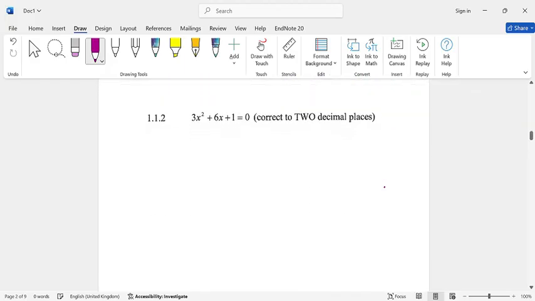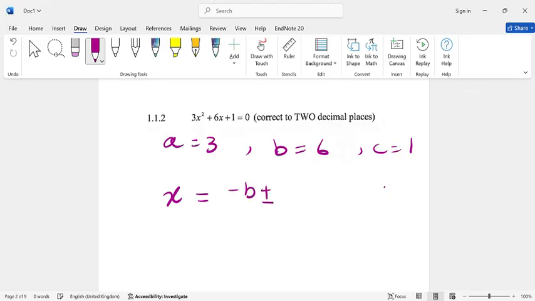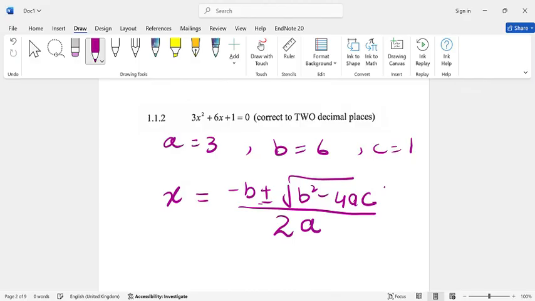The next question we have is 3x squared plus 6x plus 1 equals 0, correct to decimal places. So we apply the quadratic formula because we have a equals 3, b equals 6, and c equals 1. The formula is x equals minus b plus or minus the square root of b squared minus 4ac, the whole term divided by 2a. Now I just put the values in this equation.